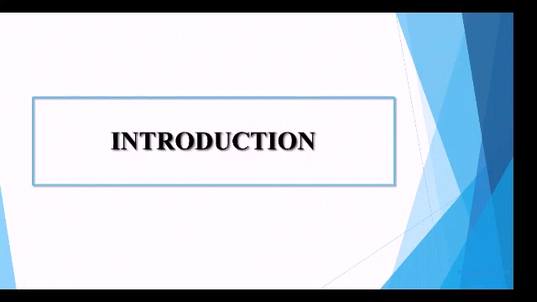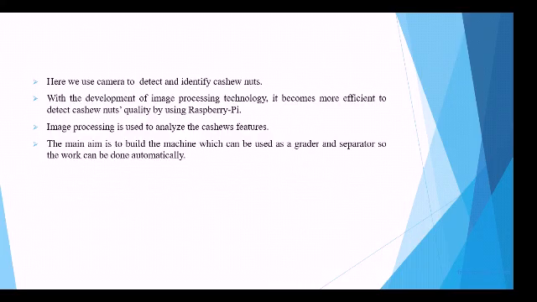The introduction of the project is that here we use a camera to detect and identify the cashew nuts. In order to improve the cashew nut quality and production efficiency and reduce labor, it is necessary to research non-destructive automatic detection technology. Evaluation of cashew nuts is the process of detecting fruit quality. Nowadays, the cashew nut size, major axis and minor axis, cannot be evaluated online.